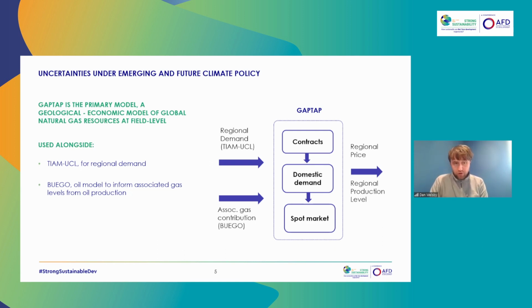And then the second model that we used in conjunction was an oil field model called BUEGO. That's the bottom-up ecological, economic and geological oil field model. And we used that to inform country-level volumes of associated gas production. So associated gas is natural gas which is produced as a byproduct of oil production. And it's quite an important part of gas production in Latin America and the Caribbean. So for example, in Mexico and Brazil, it can account for 70 to 80% of total gas production is associated with oil production. And there's huge uncertainties about the role of that going forward, depending on the level of climate policy.